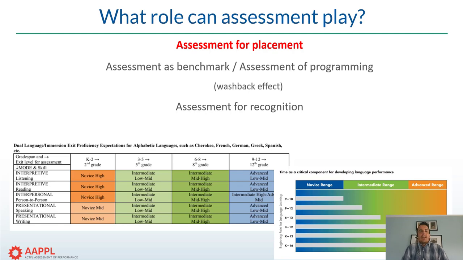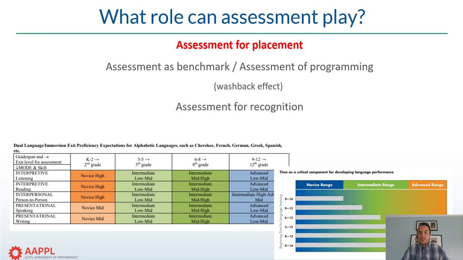So many K through 12 districts, schools, even state level will have students coming at us from other districts, other states. Other times, the transition of our own students from elementary school to middle school, from middle school to high school. There's not always a ton of communication between those elementary schools and the middle schools and then the middle schools and high schools. So it's really great to have a consistent way of looking at our students' abilities. And what better than an ACTFL proficiency rating to provide that?